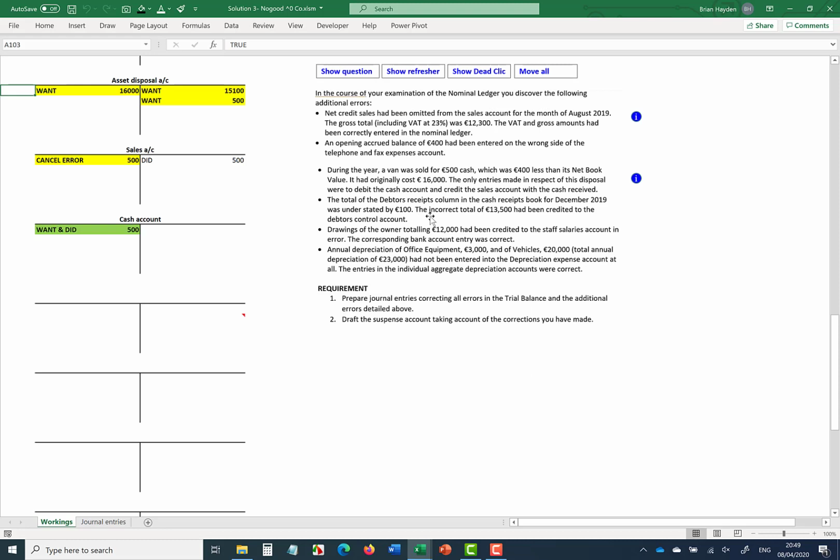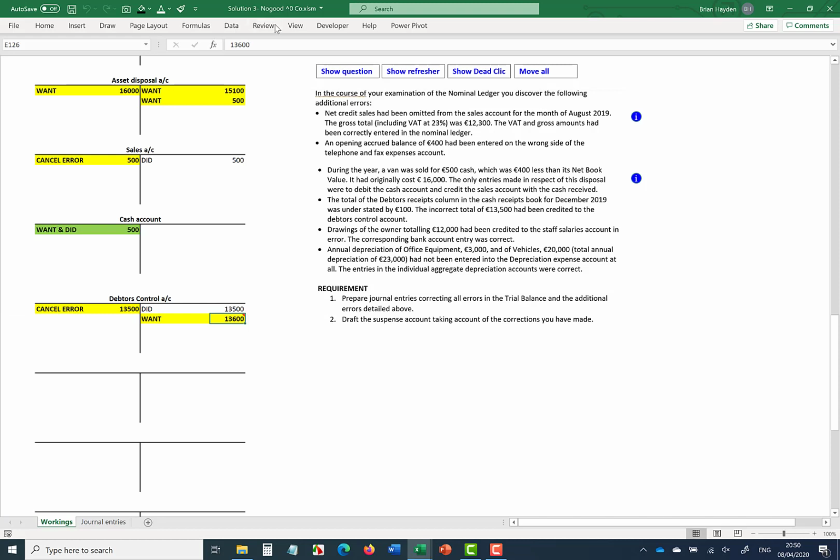Okay, well, it was understated by 100, but the incorrect total of 13,500 had been credited to the debtors control account. So at least they did put a value on the credit side. So what they did was they put 13,500 there. What we actually want is 13,600. Okay, so we're going to cancel the mistake there. Now, there are a couple of ways of looking at this. What you can see is that, in essence, we're going to add an extra €100 to this side here. Like, we're taking out 13,500 on the debit, and we're going to credit 13,600.